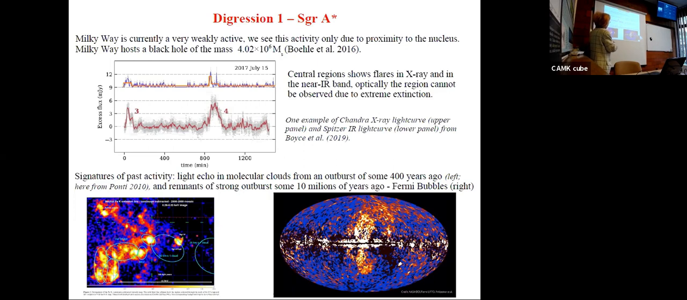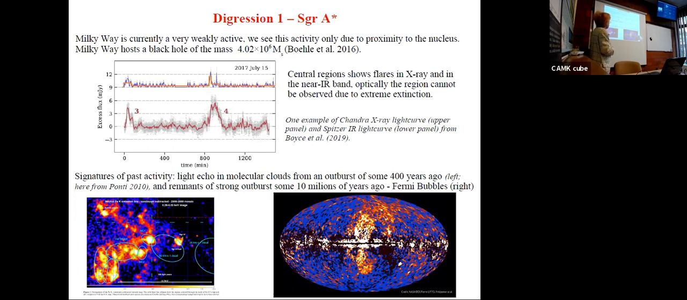But also in the millimeter, in the infrared, or in X-rays, we see regular outbursts, a kind of flickering every few hours. So something is happening in Sagittarius A star continuously. Of course, this is very difficult to detect. There is not much energy contained in this kind of flickering.